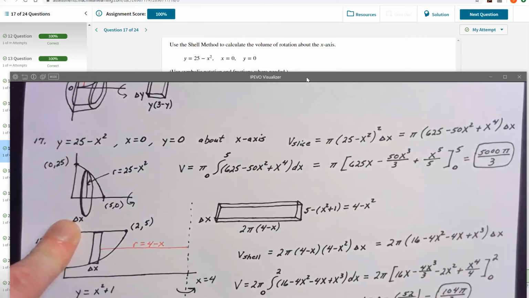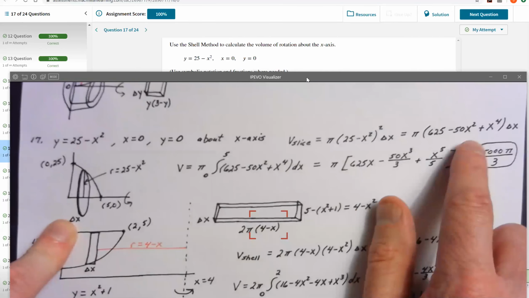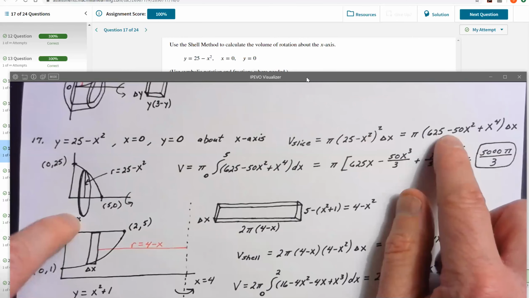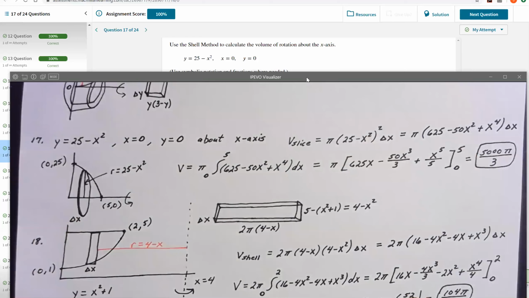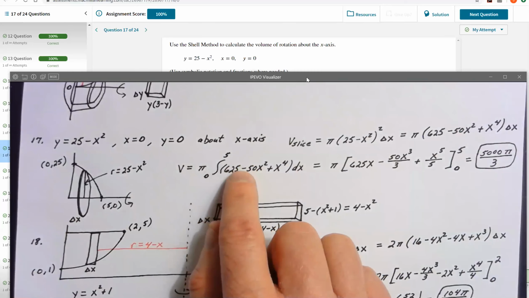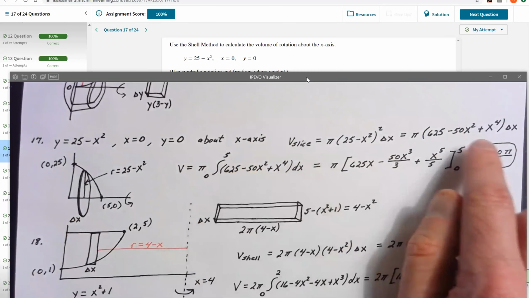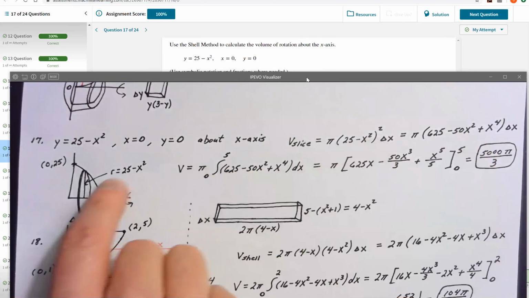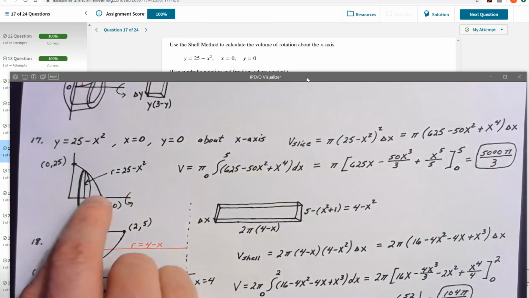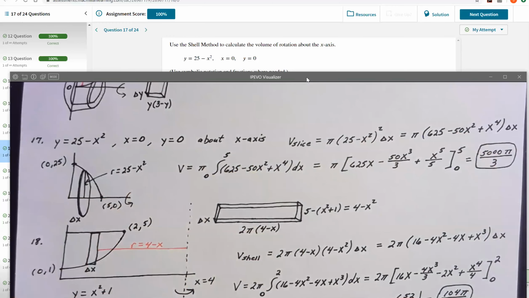Now we're squaring out that group. Let me see if I can make this a little clearer. There we go, that's a little better. When I squared out that group, I got the trinomial 625 minus 50x squared plus x to the fourth. Then I said, all right, I need to find the volume of the entire rotated solid. This is the volume of one slice. I need to find the summation of all slices from where they begin in terms of x to where they end in terms of x. In this problem, they began at 0 and ended at 5. So I integrated from 0 to 5.